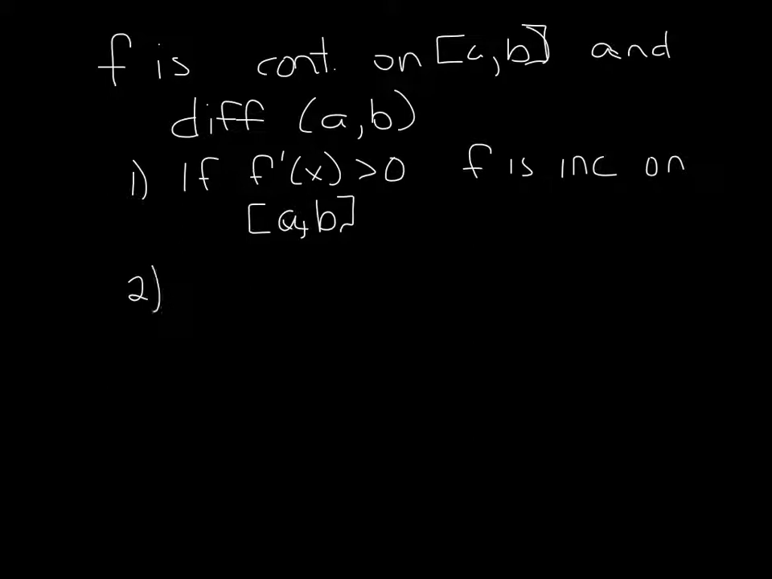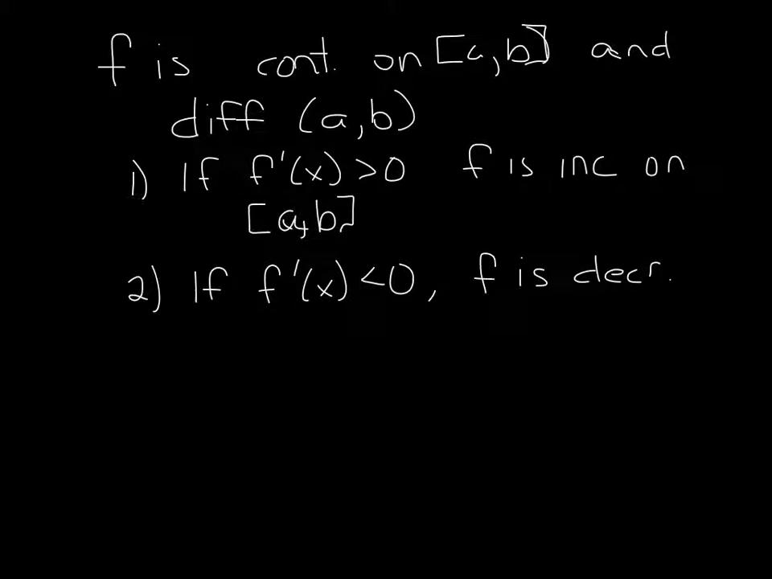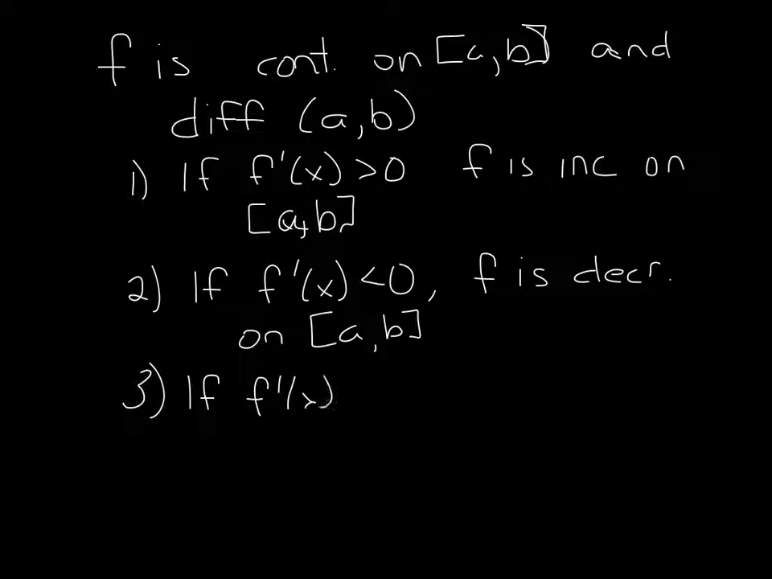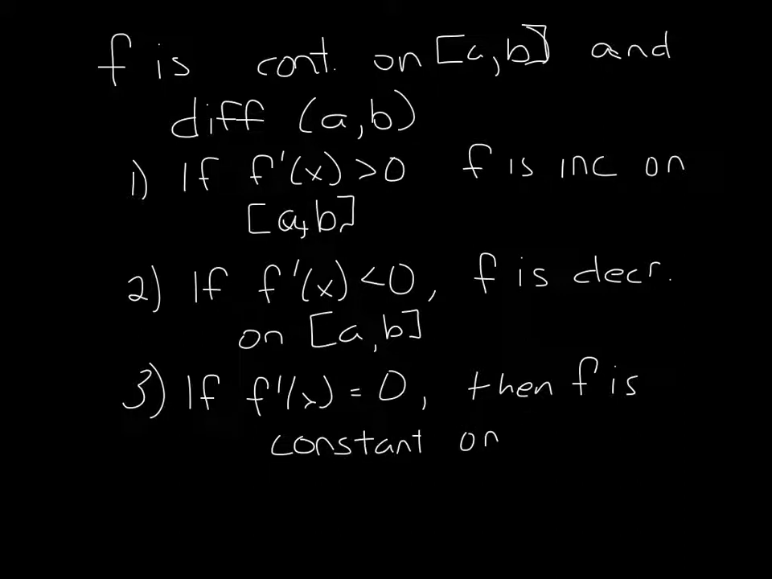If f prime of x is less than 0 for all x in the interval, then f is decreasing on the closed interval. And then if the derivative equals 0, then it's a constant function. What is that? F is increasing.